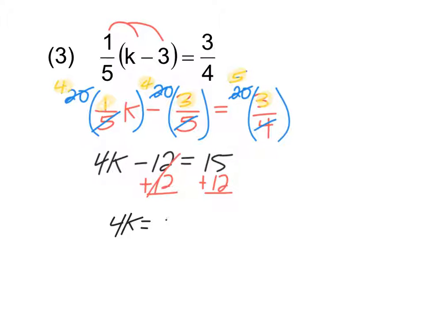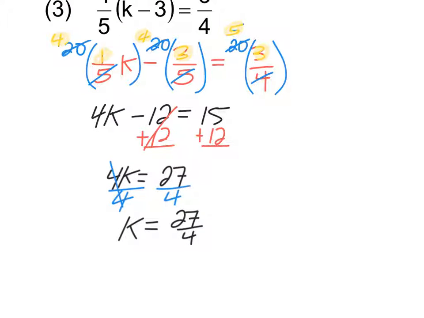4k is equal to 27. Next move. Divide by 4. And just a quick question, what property justifies that move? Division property of equations, of equality. Or you could say the multiplicative inverse, depending on how the question is phrased.